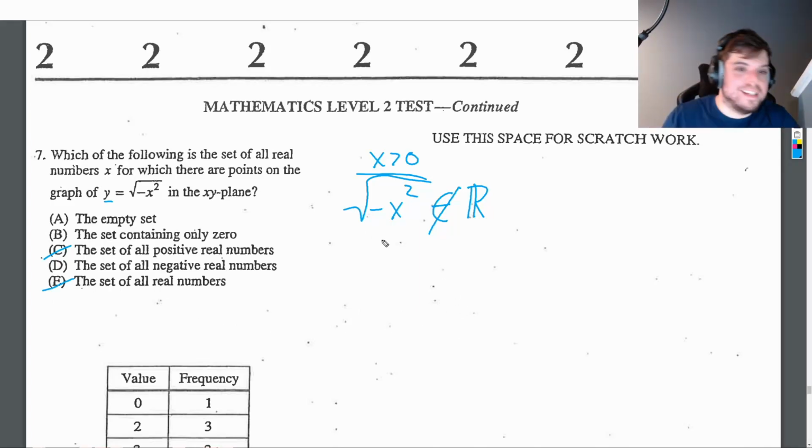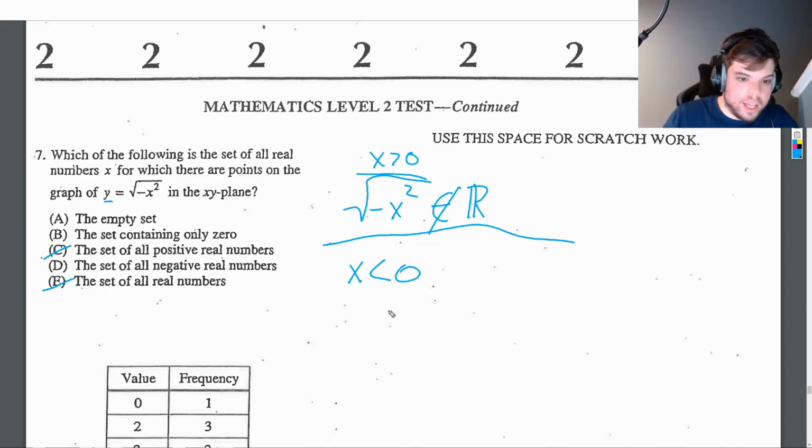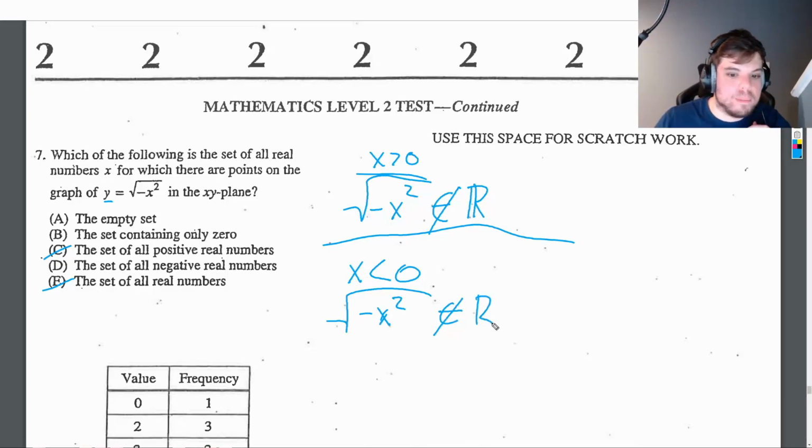All right, let's take a look at negative numbers. Let's say that x is negative. Then x squared is now positive. Negative x squared is negative. The square root of a negative number is not an element of the real numbers, which means it can't be negative.